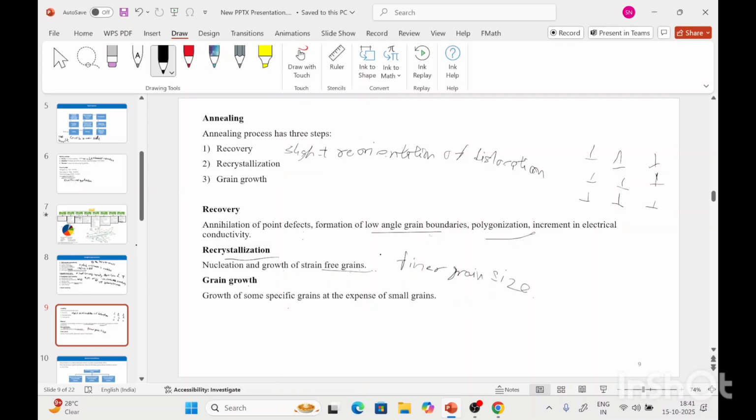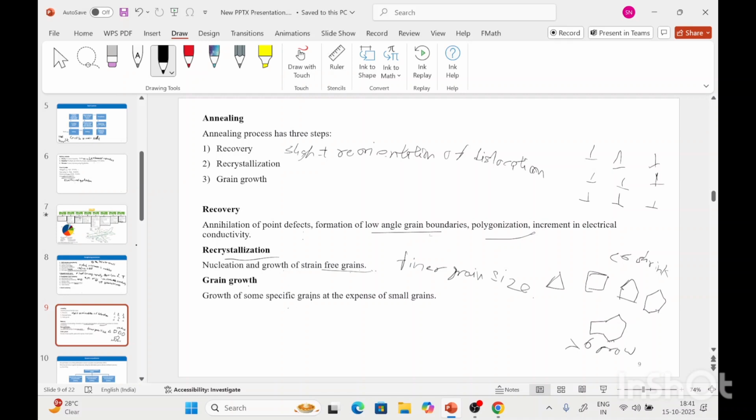Next is grain growth. These strain-free grains have different numbers of faces. Some can be three, some can be four, five, and six, and more than that. If this type of grains is present, the grains which have fewer than six faces will shrink, and the grains which have more than six faces will grow.